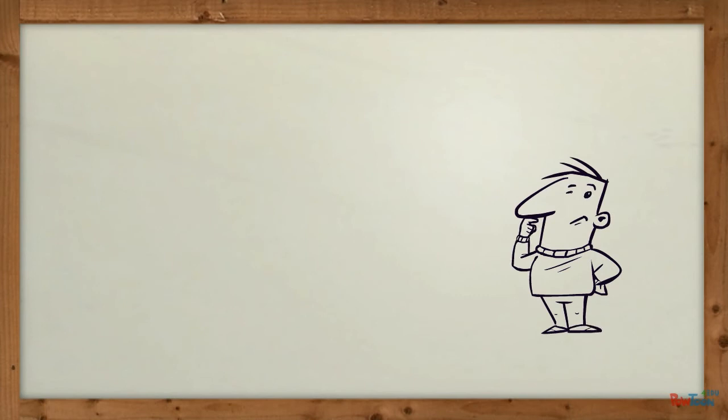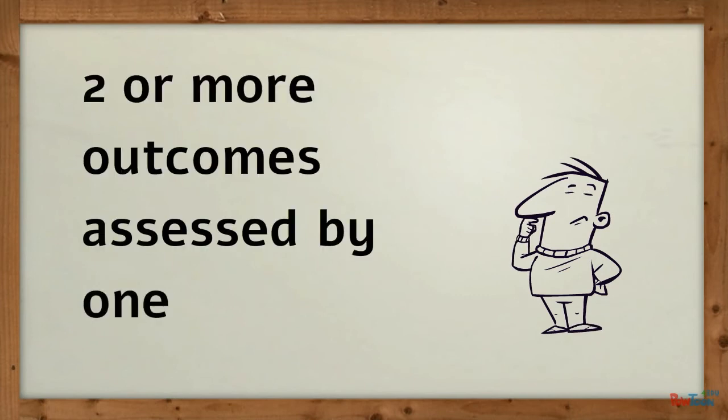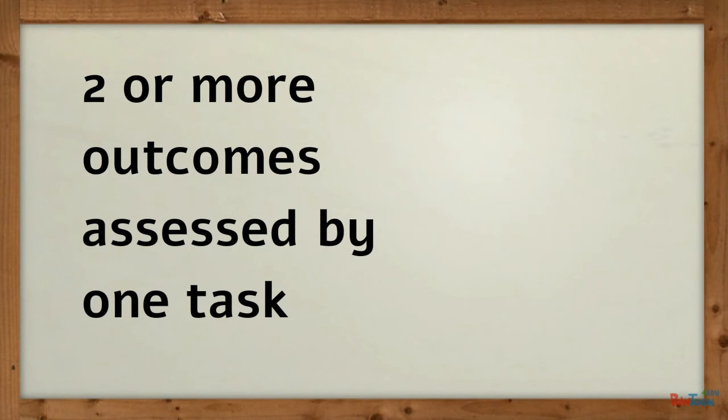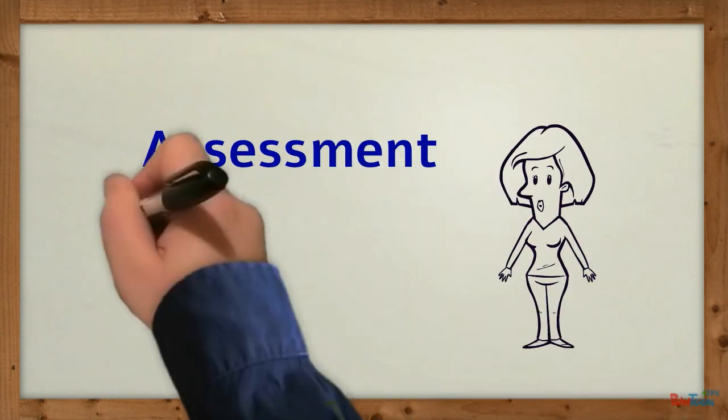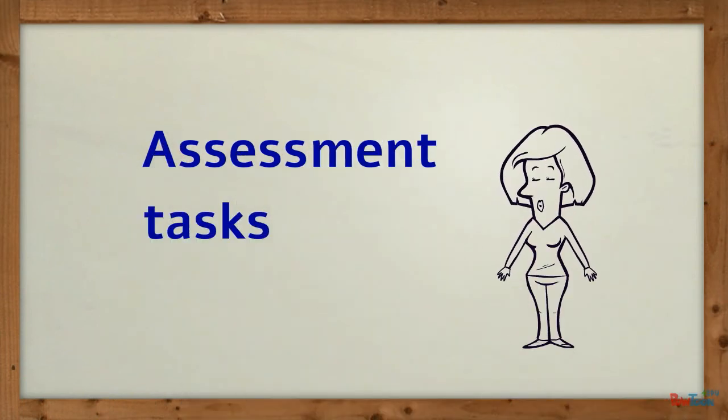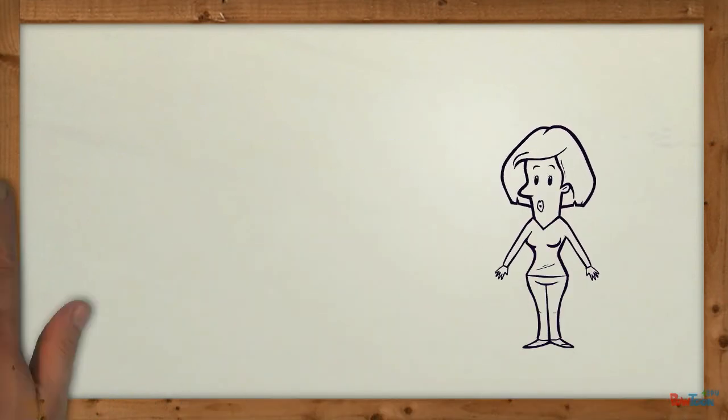Sometimes it is appropriate to assess more than one learning outcome with a single assessment task. This is especially true with large and complex project-based assessment tasks. Can you now write an assessment task for any of the learning outcomes for the course you are designing?